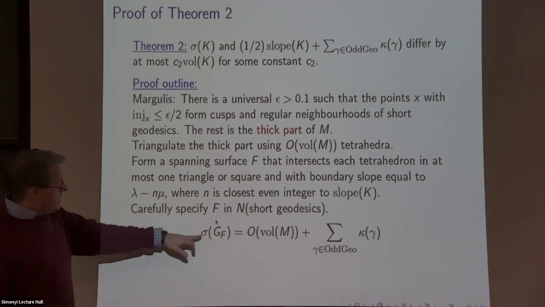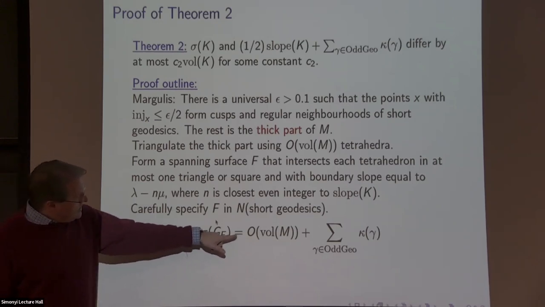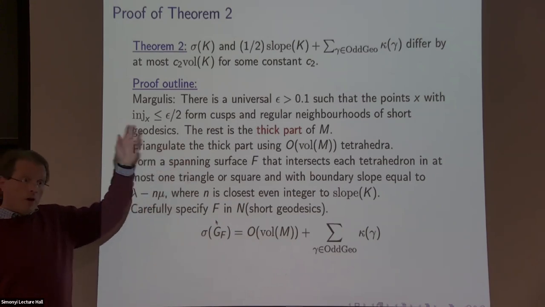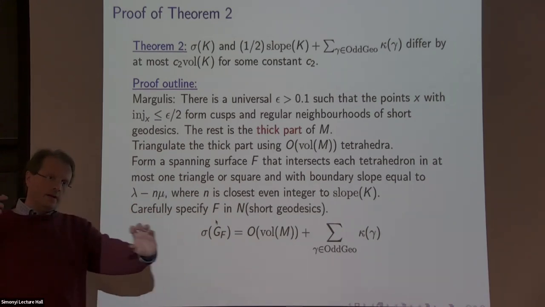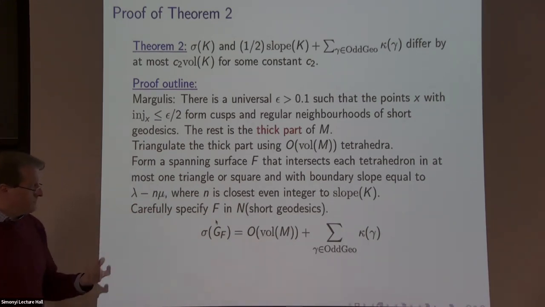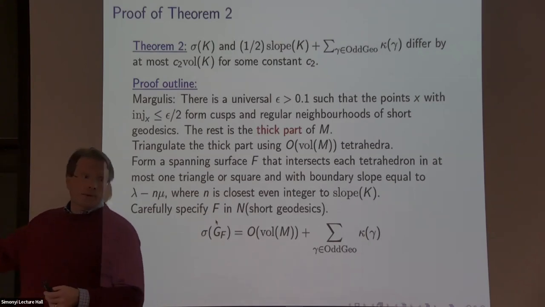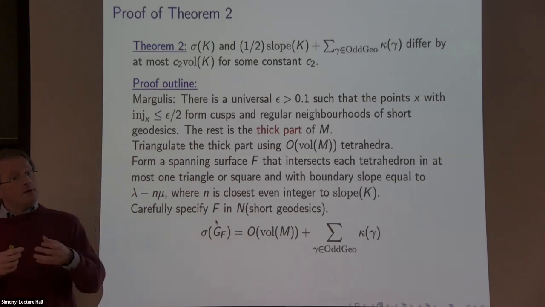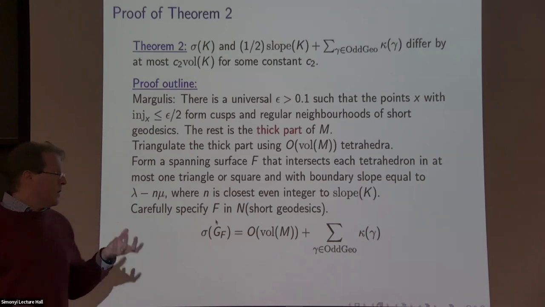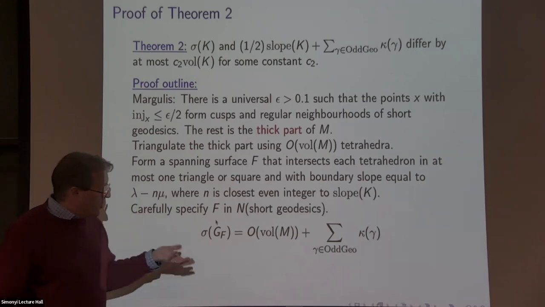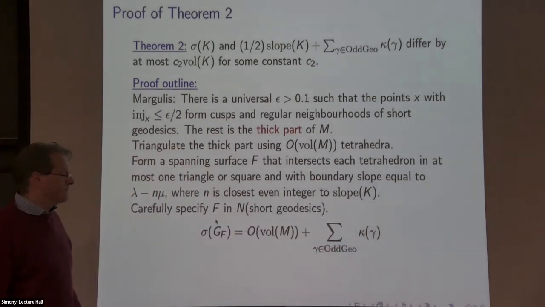You say, well, what's the signature of the Goeritz form of this surface? Well, it's big O of the volume, because that's the number of triangles and squares of the surface. But you also need to take into account the part of the surface that lives inside the neighborhoods of the short geodesics. And it's only the short geodesics that have odd linking number that you have to care about. If they've got even linking number, then you can make a spanning surface disjoint from them. But the odd linking ones, you can't. And so you're forced to do something non-trivial in those, and they contribute to the signature.